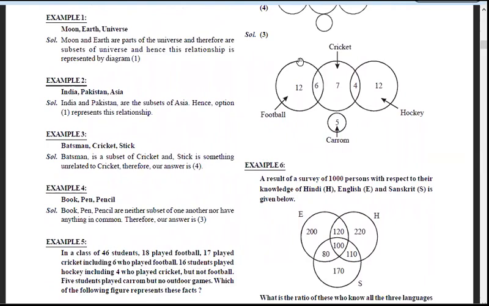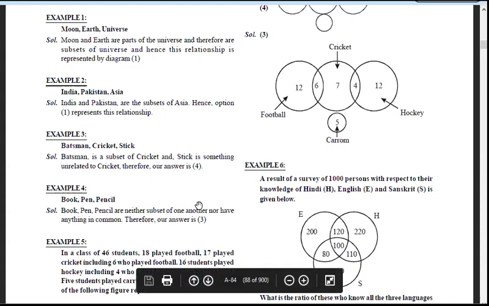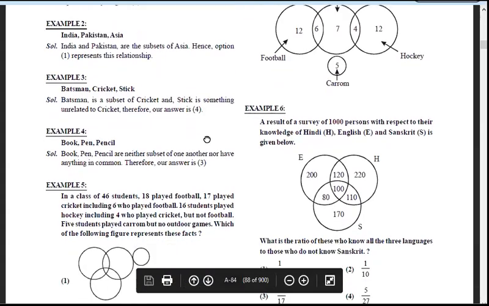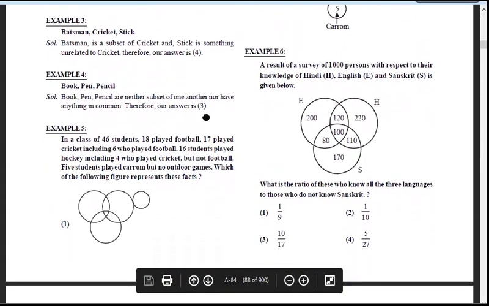18 play football. 17 play cricket, including 6 who play football. 16 students play hockey, including 4 who play cricket but not football. 5 students play carom, but no outdoor games. Which of the following figures represents these facts? So you have to check how many sets we have.